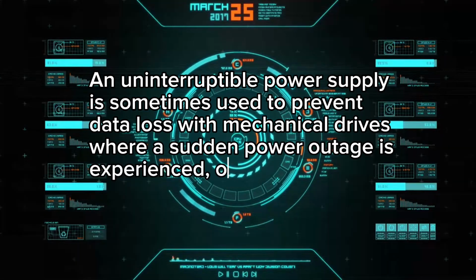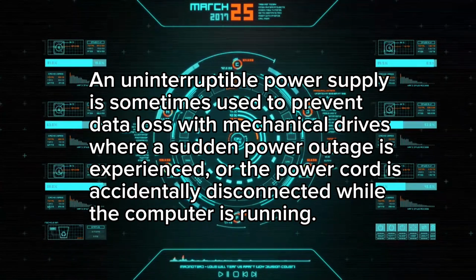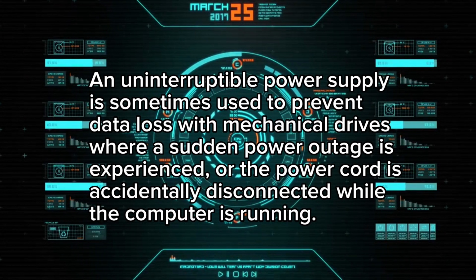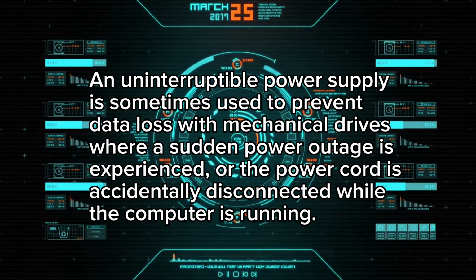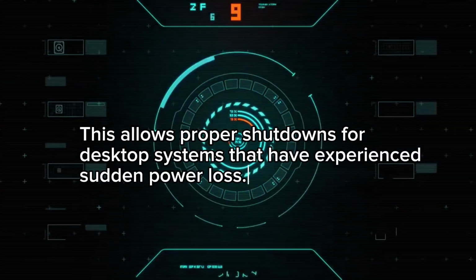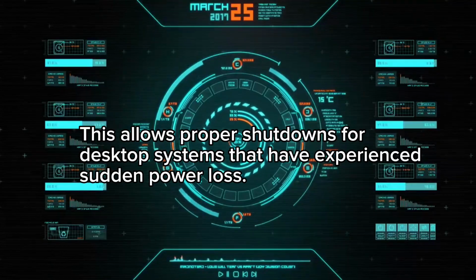An uninterruptible power supply is sometimes used to prevent data loss with mechanical drives, where a sudden power outage is experienced, or the power cord is accidentally disconnected while the computer is running. This allows proper shutdowns for desktop systems that have experienced sudden power loss.